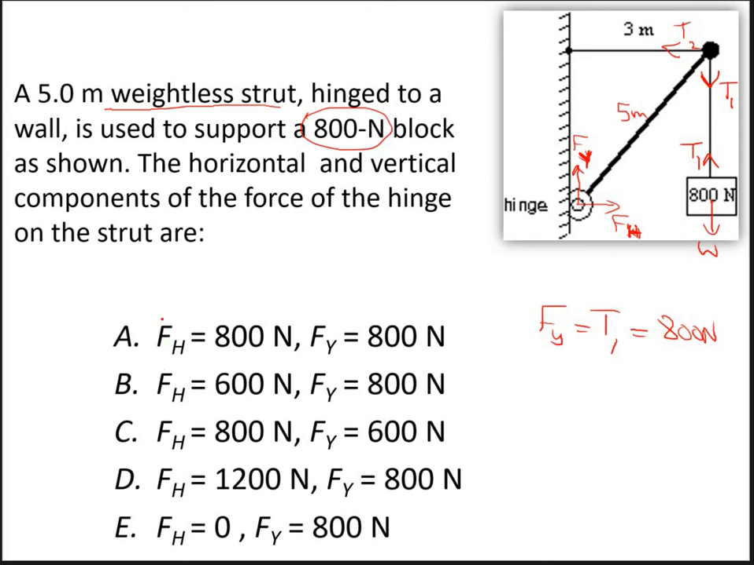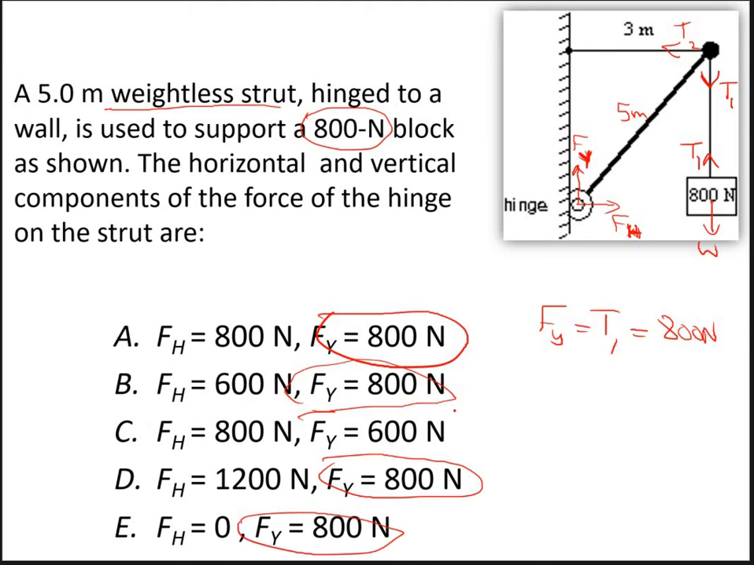So the answer is going to be either this one or this one. Oh, sorry, my bad. Okay, it's either going to be this one, because we're looking at Fy. So let me erase that. Okay, so there you go. It's either going to be this one or this one or this one. So, well, 4 possibilities, right? Because we found Fy, and that's 800 newtons.